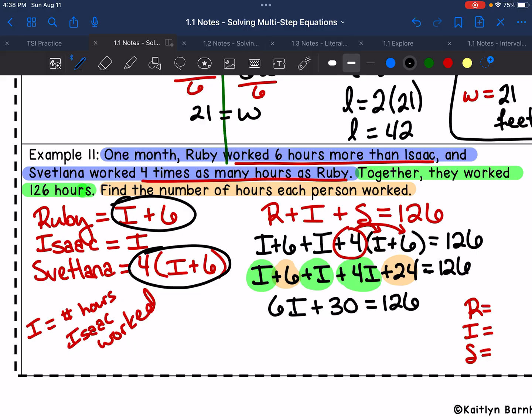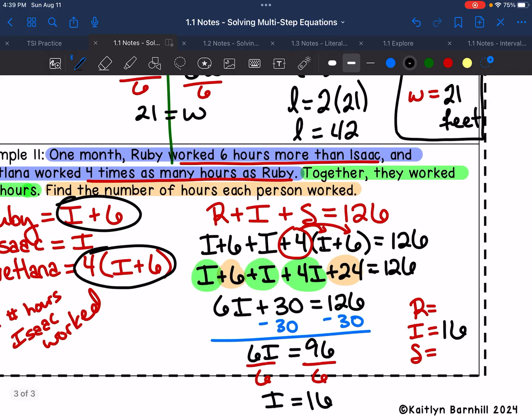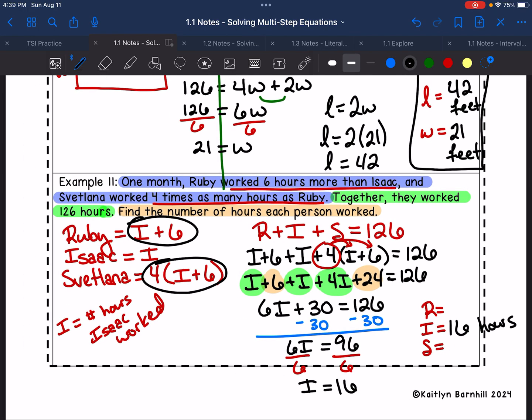So now solving for I, I'm going to subtract 30 from each side. That leaves me with 6I equals 96. And then my final step is to divide by 6. And so I get I equals 16. All right, so we figured out Isaac. Isaac has worked for 16 hours. Now we need to figure out Ruby and Svetlana.